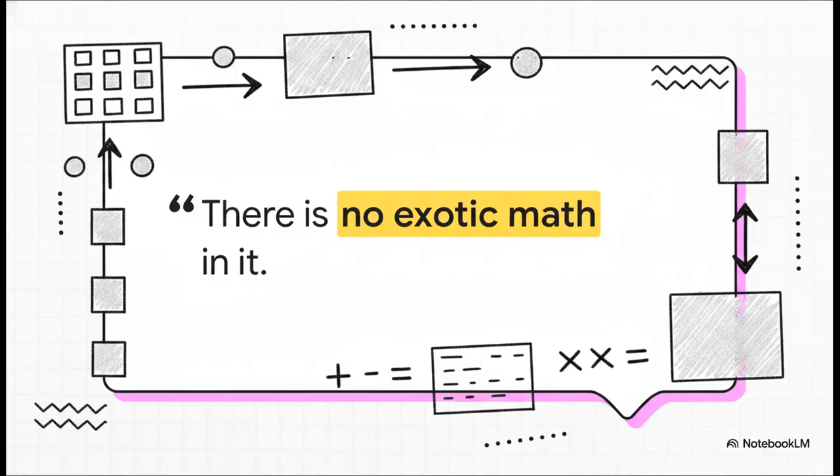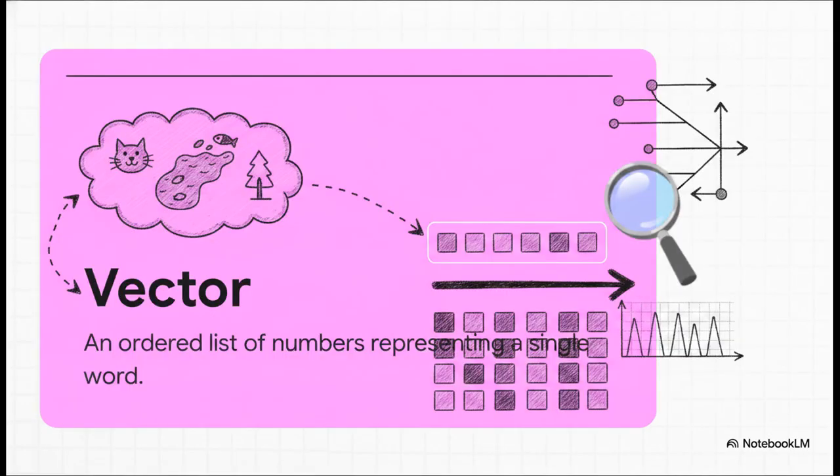Here's the honest truth about all of this. There's absolutely no exotic math happening inside a transformer. I mean it. There's no advanced calculus you have to learn, no complex theoretical physics involved. The entire model simply relies on taking words, turning them into rows of numbers, and then multiplying and adding those rows together in very specific, predictable patterns. That is literally it. Because think about it, a neural network can't do math on a word like cat or river. It only knows how to do arithmetic on numbers.